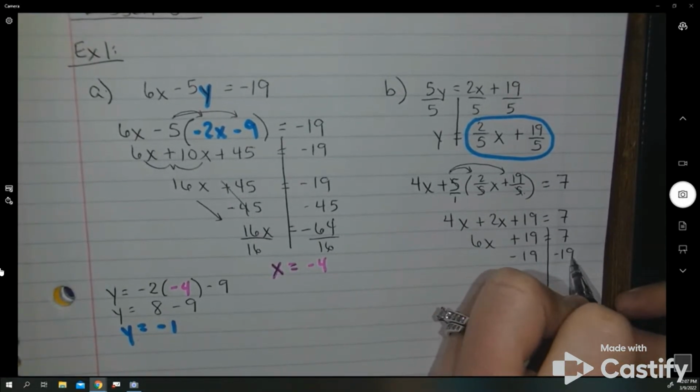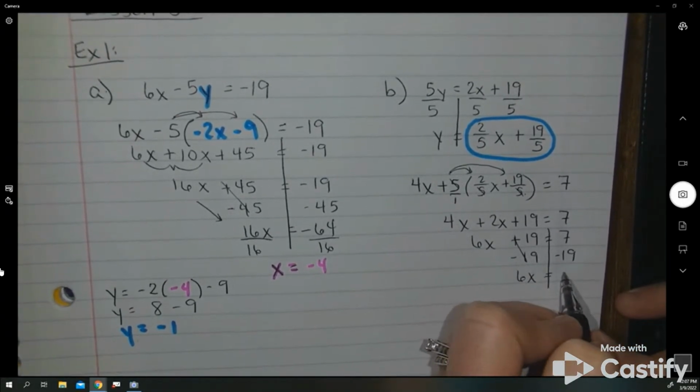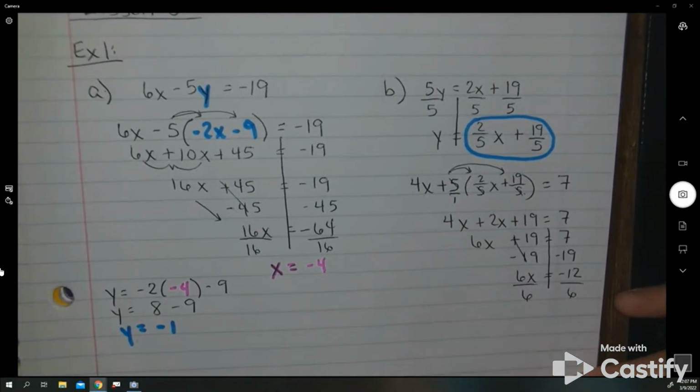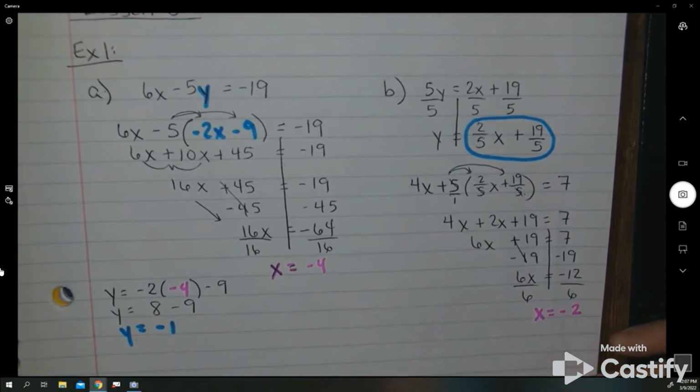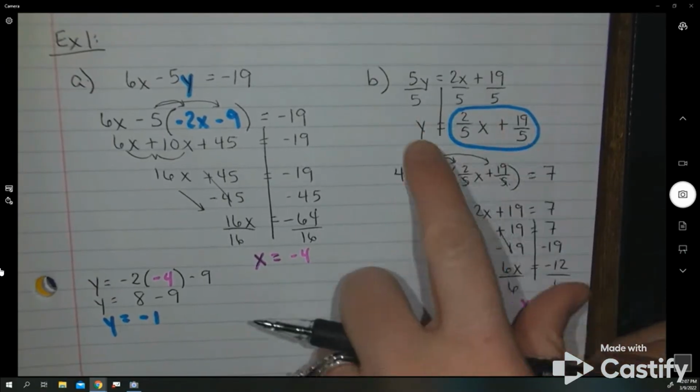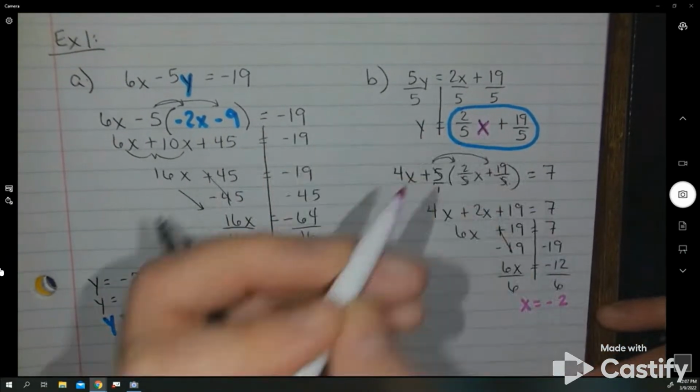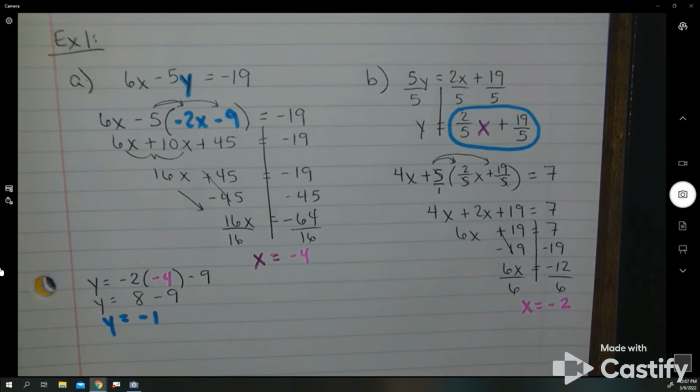Subtract 19 from both sides. We have 6x equals -12. Divide by 6. And we find that x equals -2. So now I'm going to use this equation here that I solved for y, and I'm going to plug in that -2 for x into that equation there.